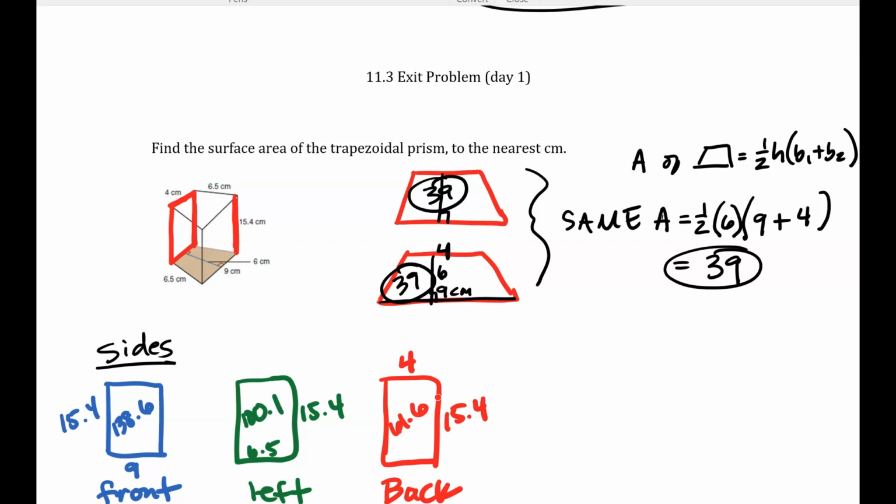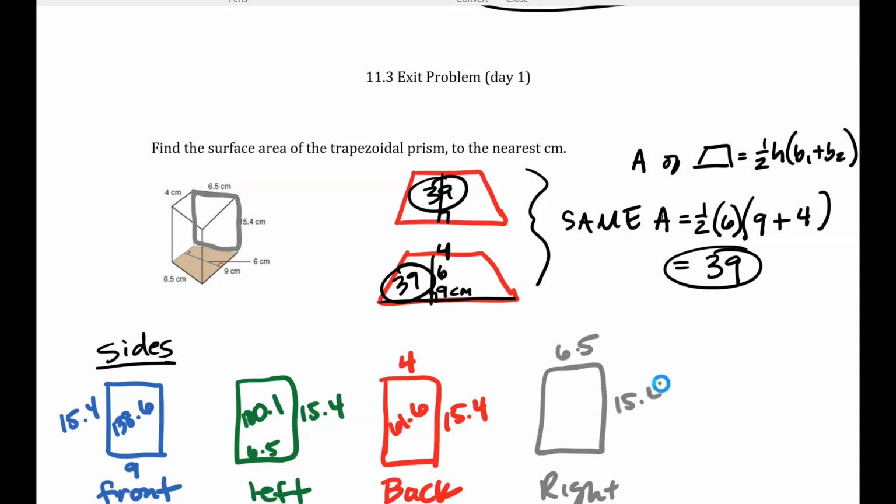All right, and then I'm going to do that right side. So this is the right side, and I'm going to draw a rectangle for that one, and it looks like it's 6.5 and 15.4, and if I multiply those together I get 100.1. So that looks like it matches with the left side.